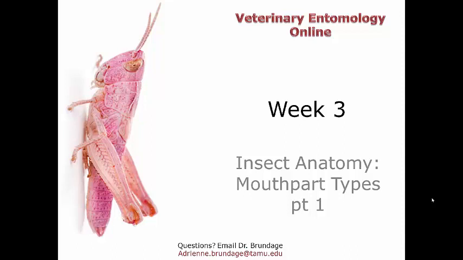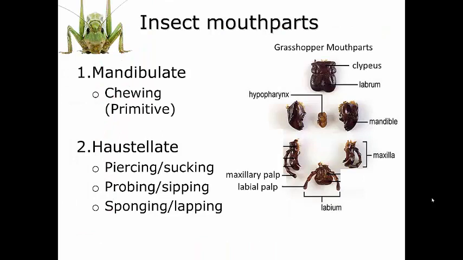Okay, now that you have a general idea as to the different types of mouth parts, let's get into some real specializations. Just a quick reminder, remember from last time, we talked about that there were two groups of mouth parts, right? The mandibular mouth parts, which are the chewing and the most primitive parts, and the haustellate mouth parts, which are much more specialized and include things like piercing and sucking mouth parts, probing and sipping, and sponging and lapping mouth parts.